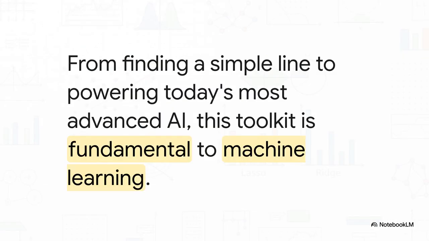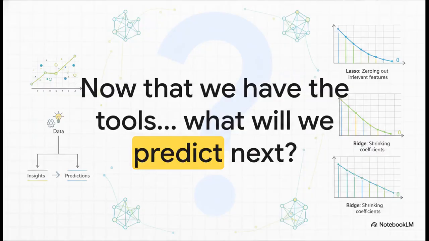So think about the journey we just took. We went from drawing a simple line to understanding the powerful engine of gradient descent and even added advanced tools like regularization to our belt. This isn't just a lesson in statistics. This toolkit is the fundamental language that so much of modern AI uses to learn. So we have these tools that can turn raw, messy data into real insight and powerful predictions. The only question left is, what are we going to predict next?